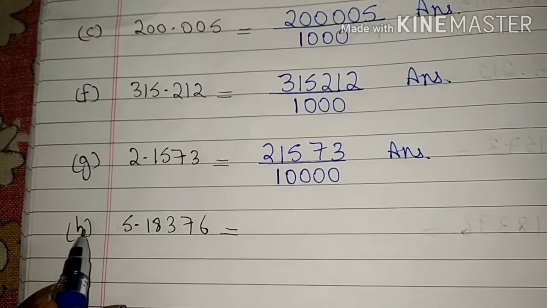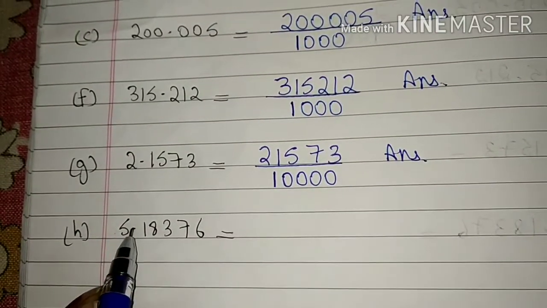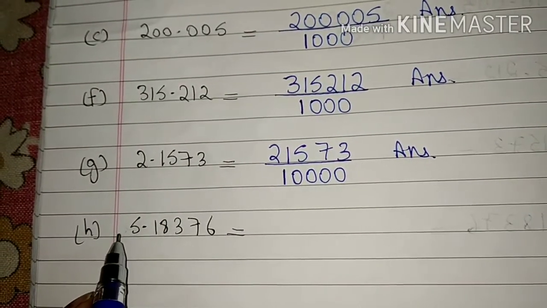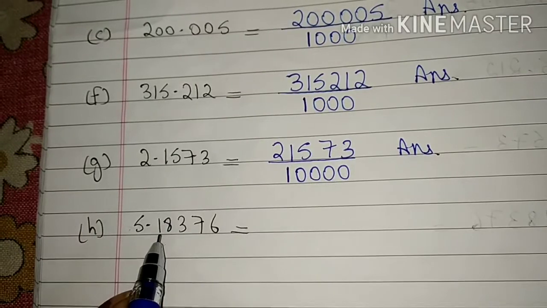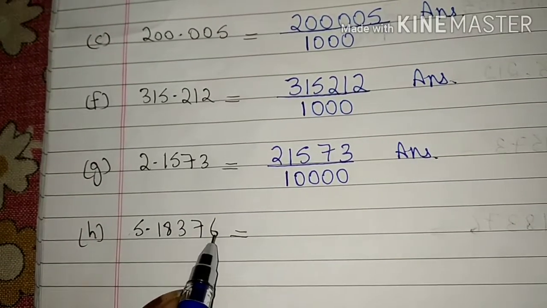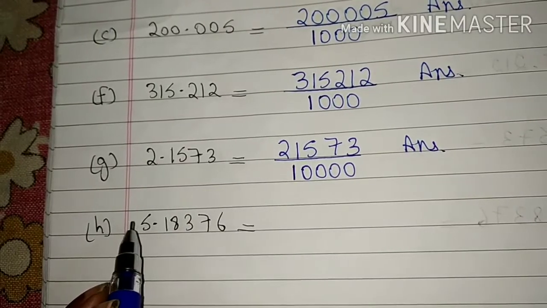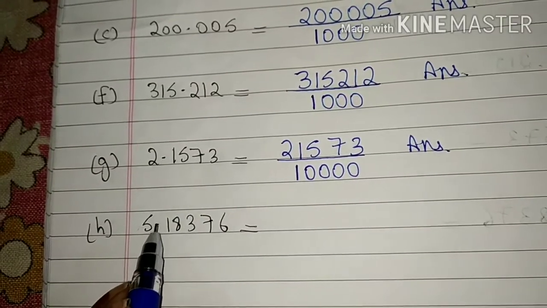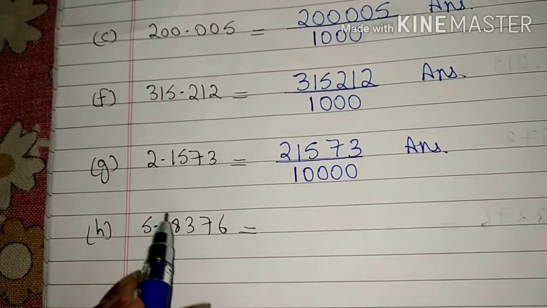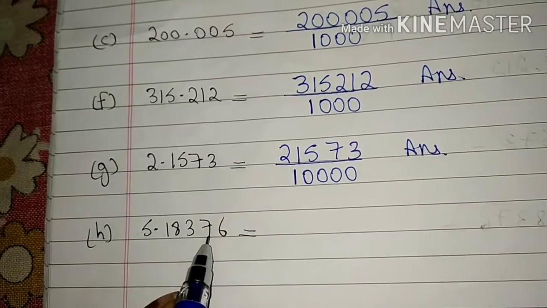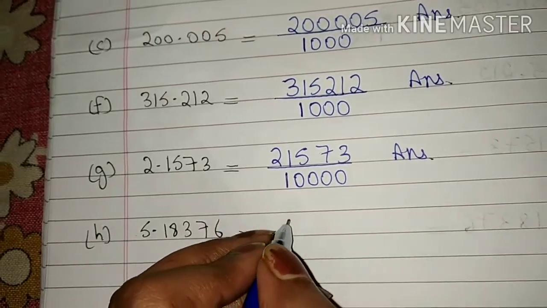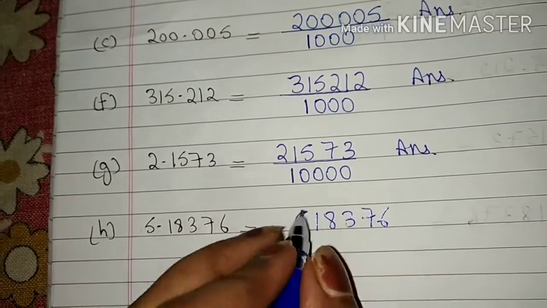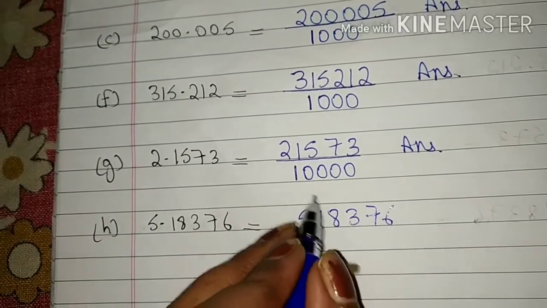Students, now come to H part. Question is 5.18376. Students, we will convert 5.18376 into fraction. Now students, first of all, we will remove the decimal point. After that, we will write the number 518376 as numerator here. Students, you can see here we have removed the decimal point.